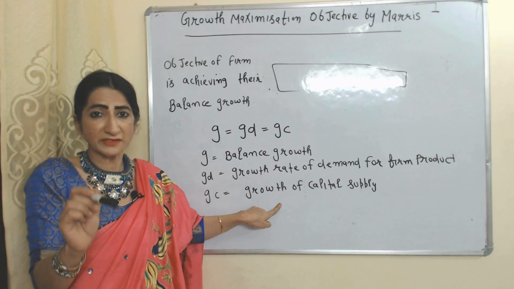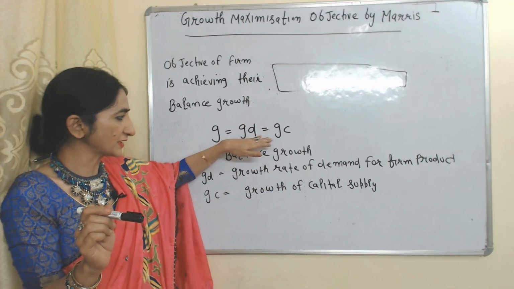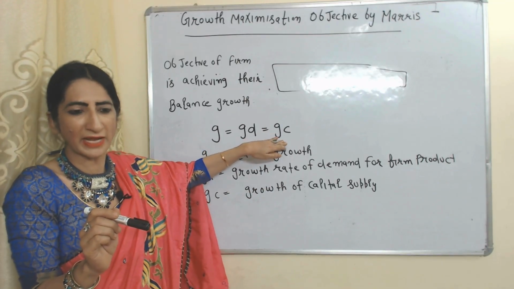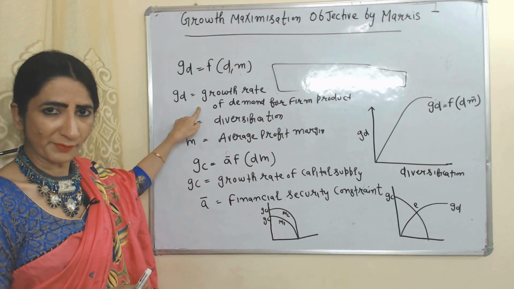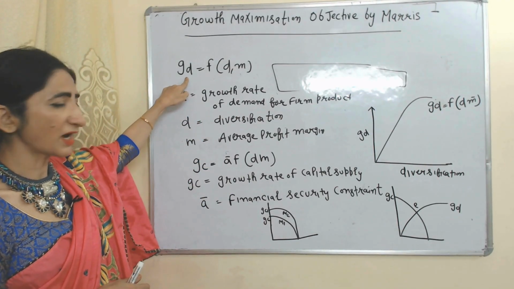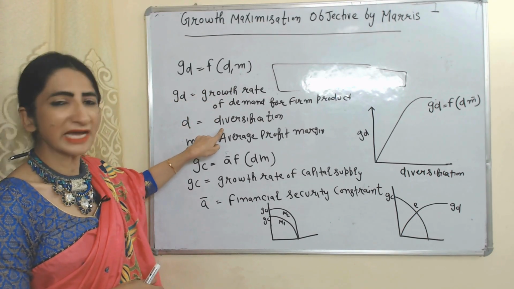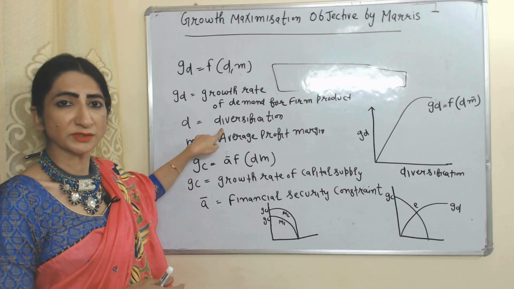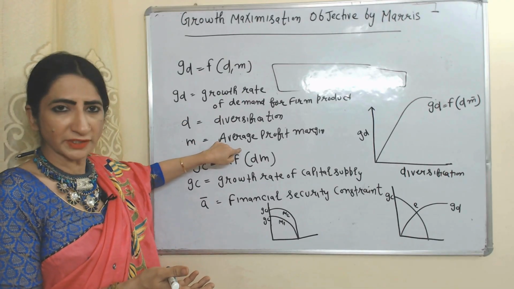And a firm can achieve balanced growth when the growth rate of demand for the product is equal to the growth of capital supply. GD is the growth rate of demand for the firm's product, and it is a function of D and M. D is diversification. Diversification means we are adding more varieties to our product. M is average profit margin.